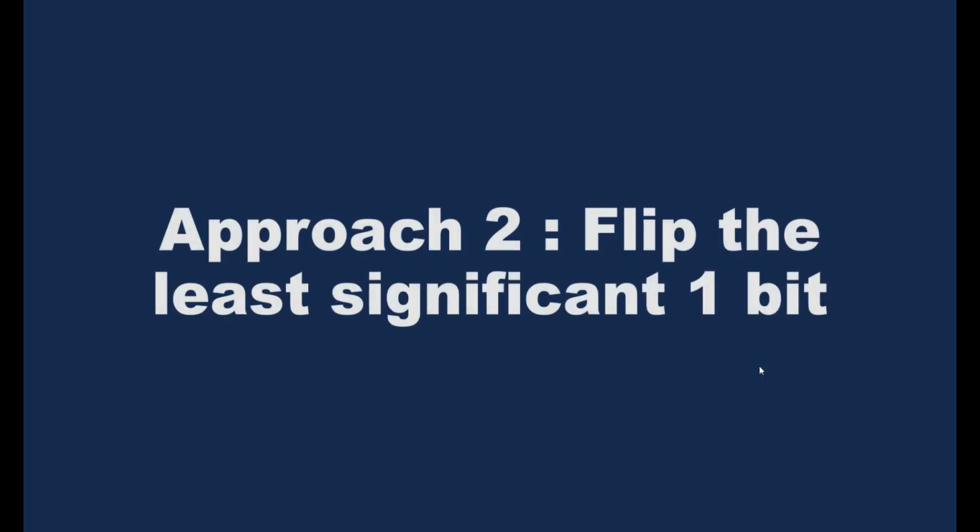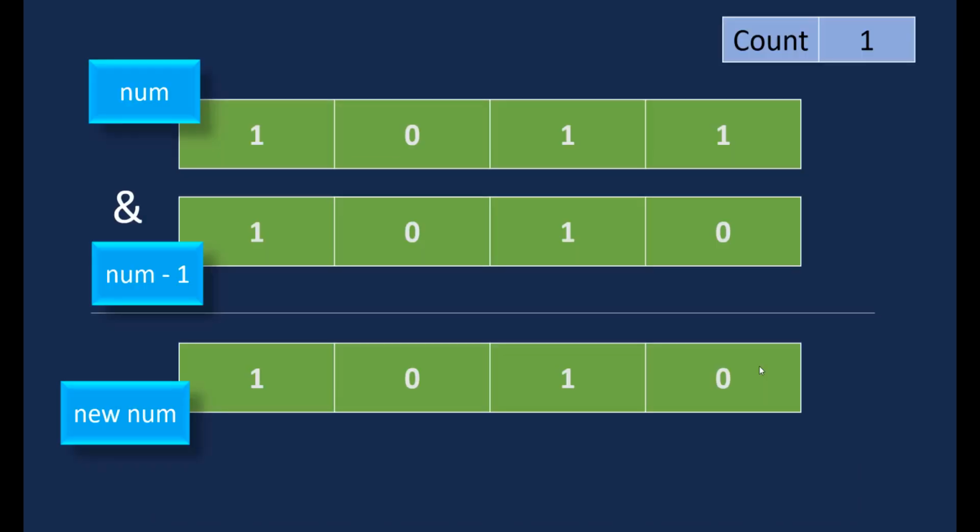Let's see another approach, which is flipping the least significant 1 bit. In this, we are taking the number and we'll do an AND operation with the number minus 1.